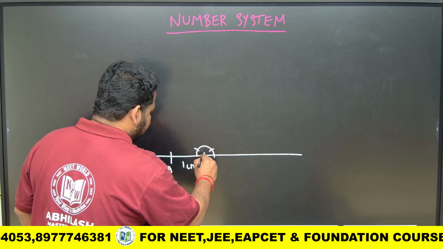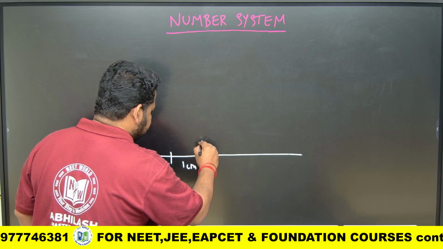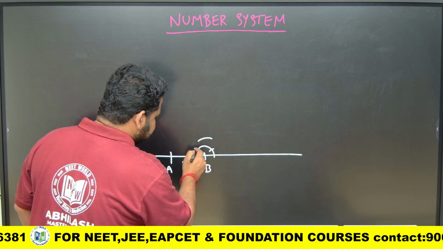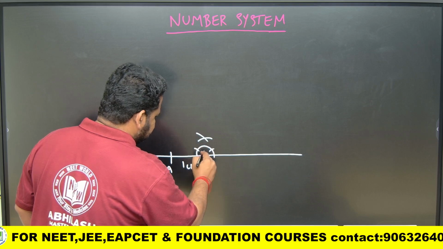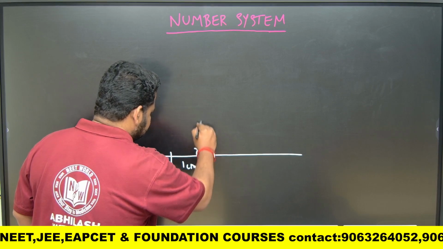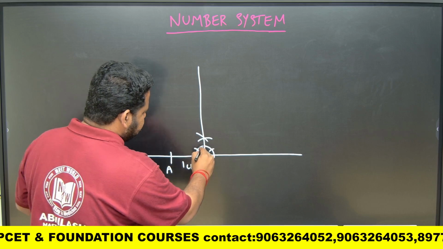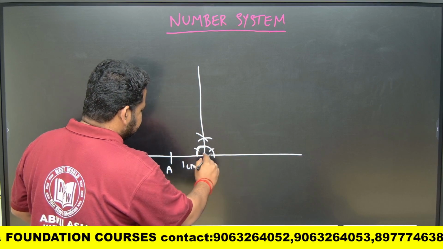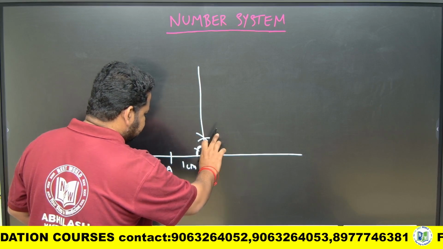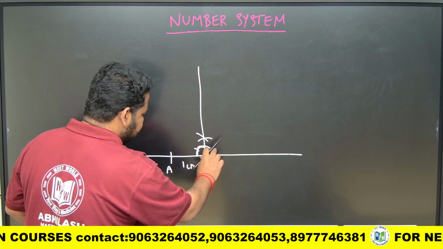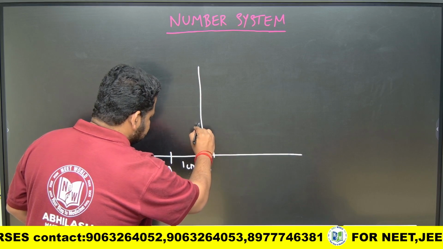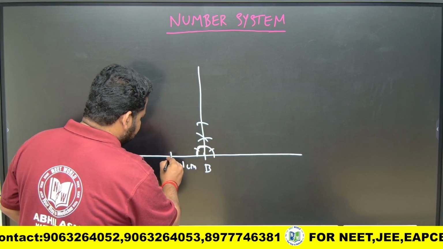Now I want 90 degree, so I will keep the compass here and get a straight line like this. If I join it, I get a straight line. This will be equal to 90 degree. From here we got 1 centimeter. I will keep the compass here, measure 1 centimeter, and draw an arc from here. It should be 1 centimeter. Then if I join this.